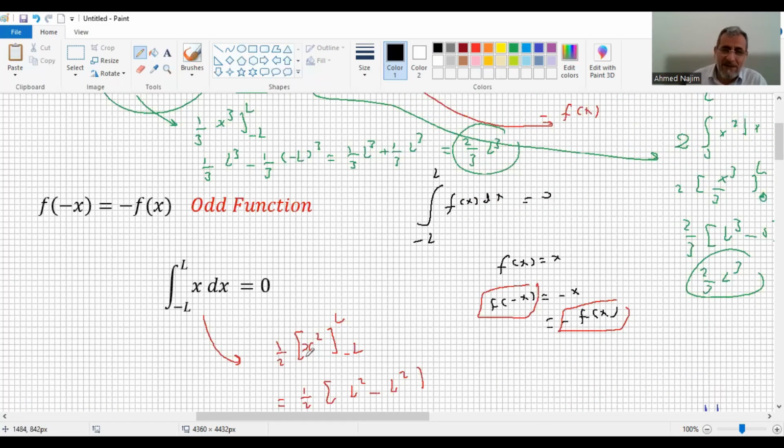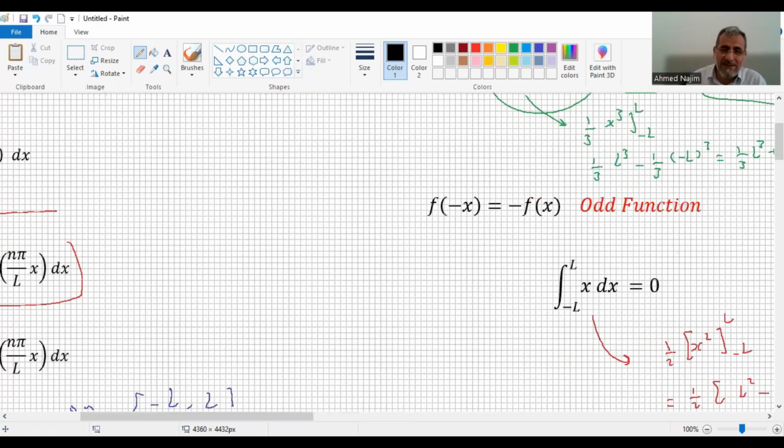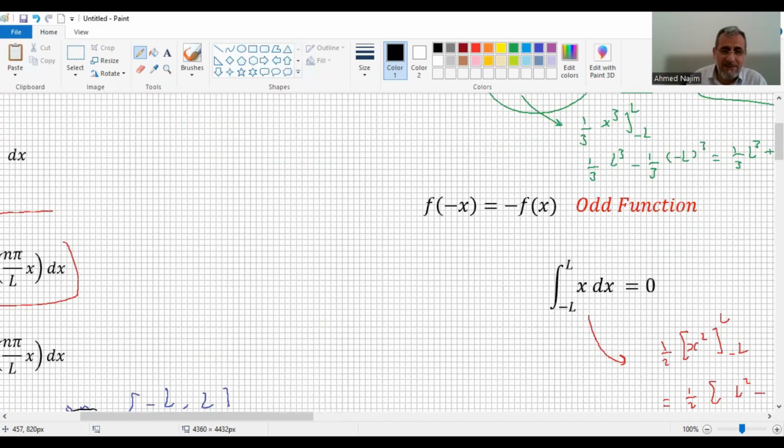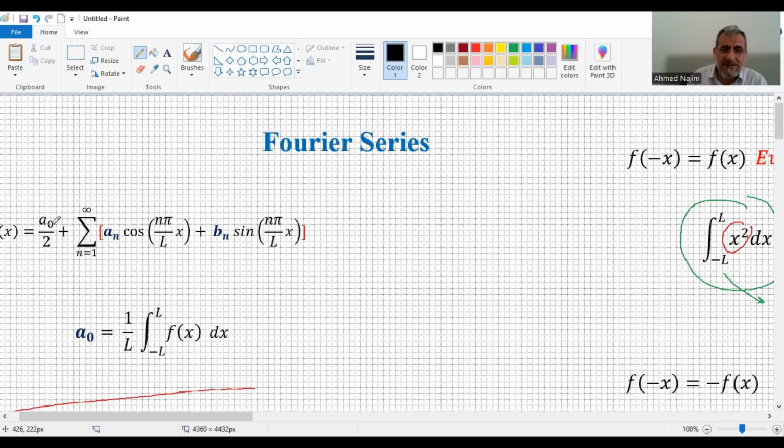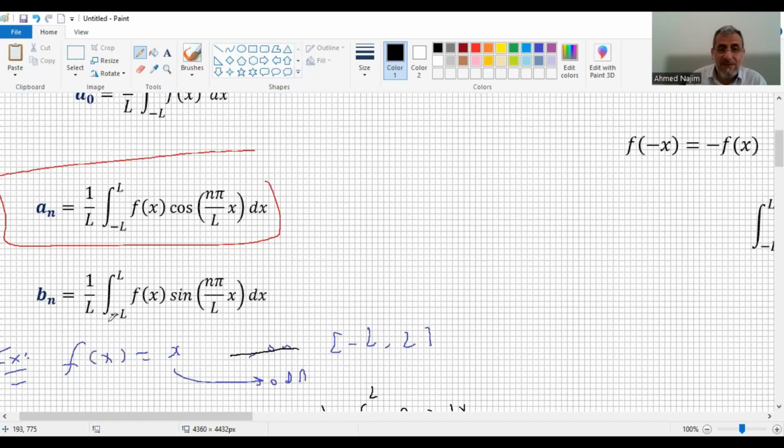Okay. Now, what about bn? Turn back to here. Now we have to find bn. So a0 is 0, an is 0, because f of x is odd. What about bn? The bn is the integral from negative L to L, 1 over L. Now, f of x is x, x is odd, sine is odd. Odd times odd, we explained, is even.